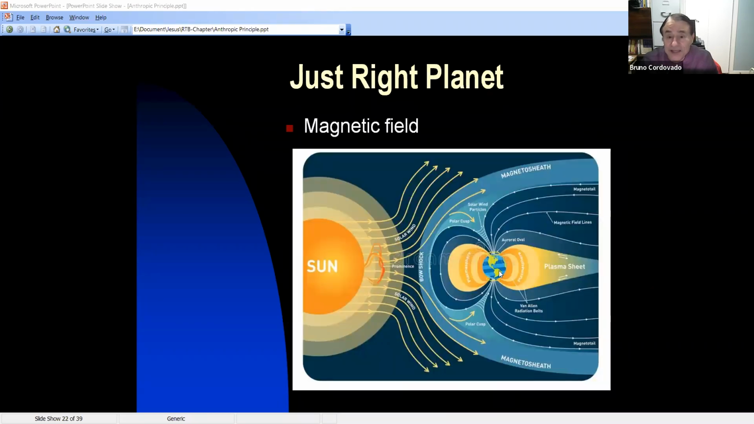You need a planet with a magnetic field. The sun emits radiation, and when it hits a magnetic field, it is deflected away from the Earth so that it doesn't hit us. If we didn't have a magnetic field, the radiation would be too high and life couldn't exist.